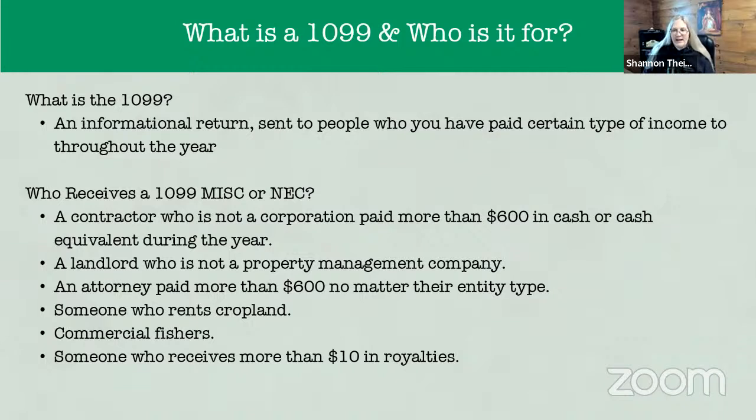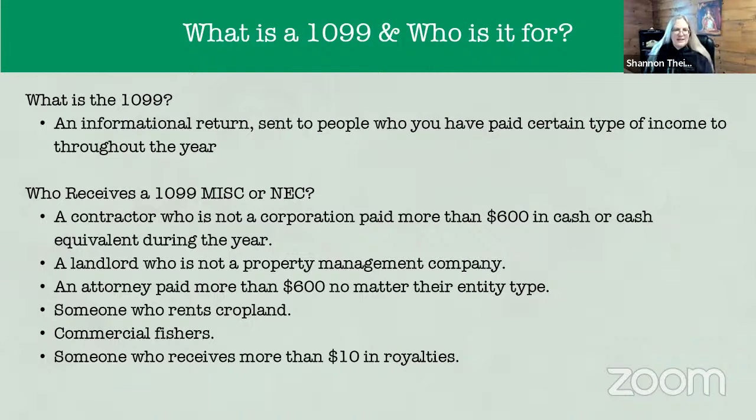What is a 1099 and who is it for? 1099s are informational returns sent to people who you've paid certain types of income to throughout the year. I call them tattletale forms because a lot of the informational returns are used only to report who you paid, and there's no other information. It's who you paid and how much you paid them, and it is so that those people will claim all of their income, which as a business owner you should be claiming all your income anyway.